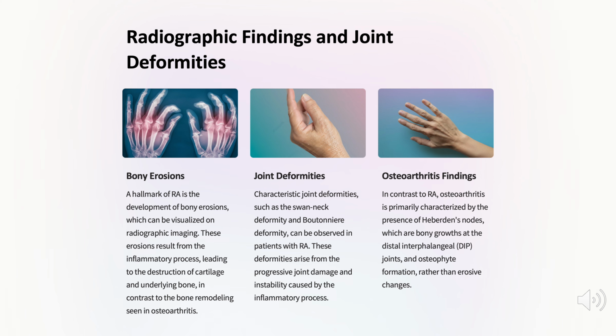Joint deformities. Rheumatoid arthritis often presents with characteristic joint deformities, such as the swan neck deformity and boutonniere deformity. These deformities are a consequence of progressive joint damage and instability induced by the inflammatory process. In contrast, osteoarthritis primarily manifests as Heberden's nodes, which are bony growths at the distal interphalangeal, DIP, joints and osteophyte formation. Unlike rheumatoid arthritis, osteoarthritis is characterized more by these degenerative changes rather than erosive alterations.